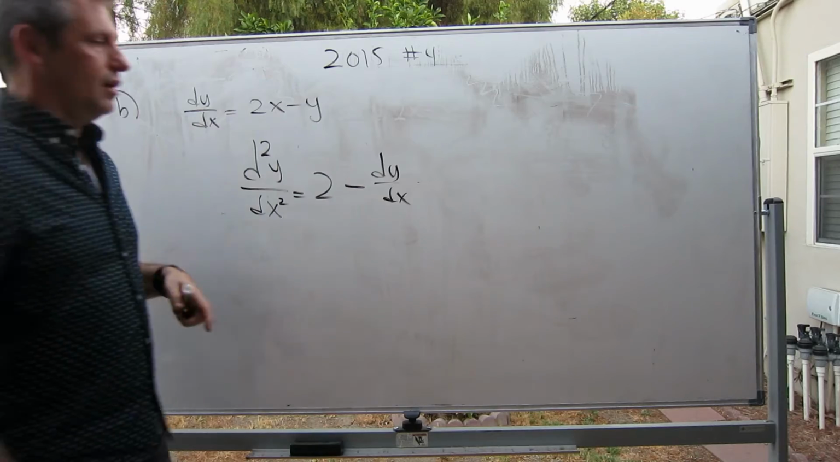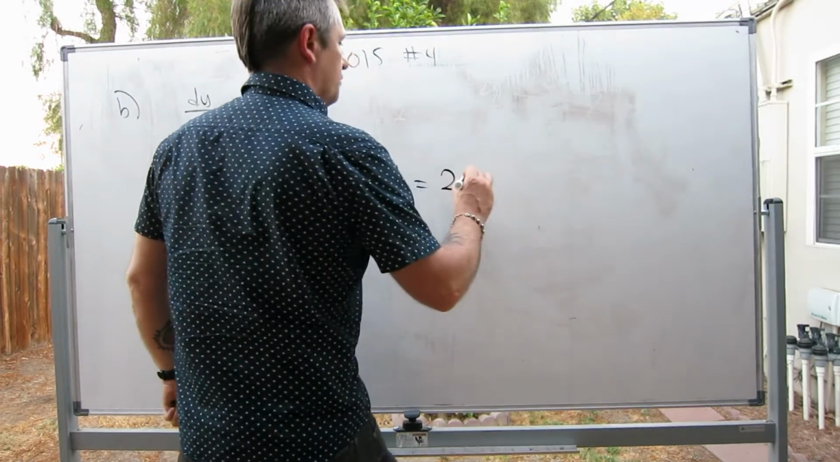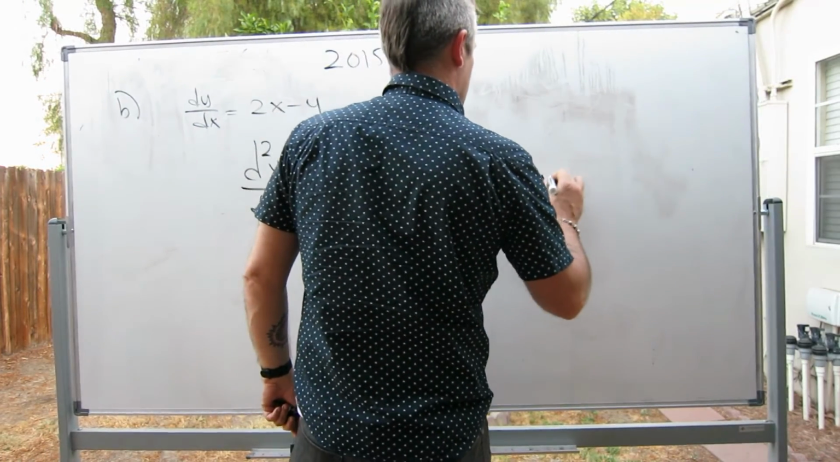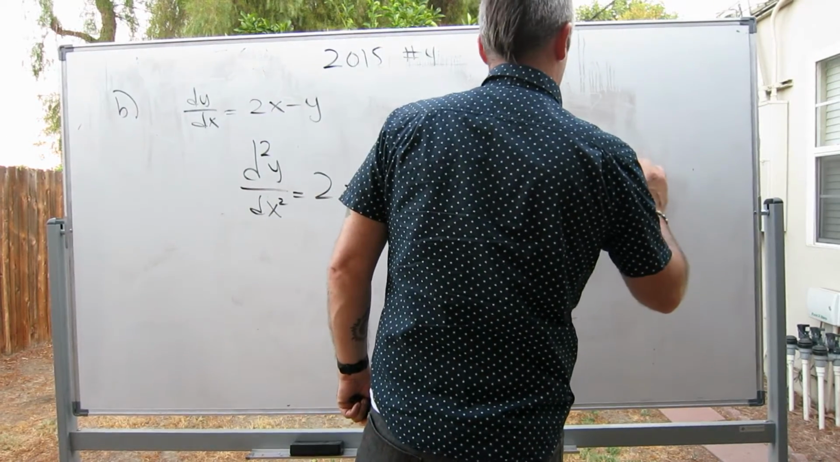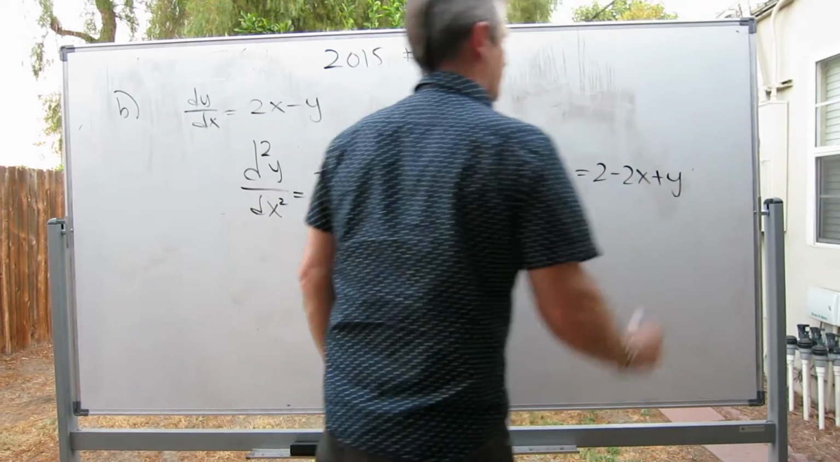It's literally the original differential equation. So we have 2 minus 2x minus y, which gives us 2 minus 2x plus y.